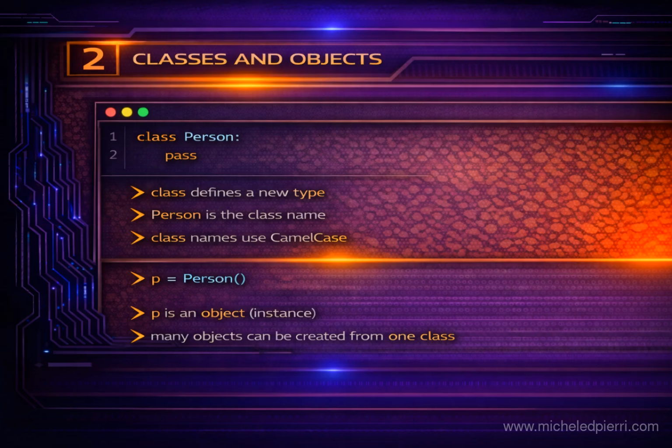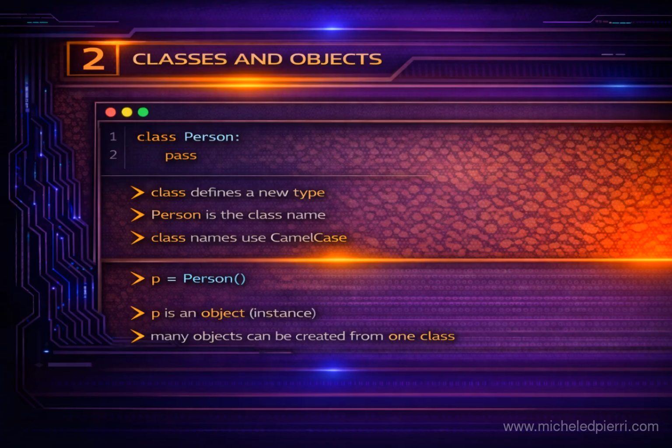Also notice the role of the variable name. p is not the person itself. It is a reference, a label that points to the object. You can have multiple labels pointing to the same object, and you can also reassign a label to point somewhere else. That is why people say variables in Python are references.